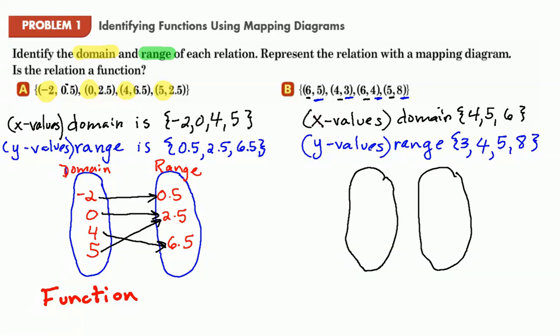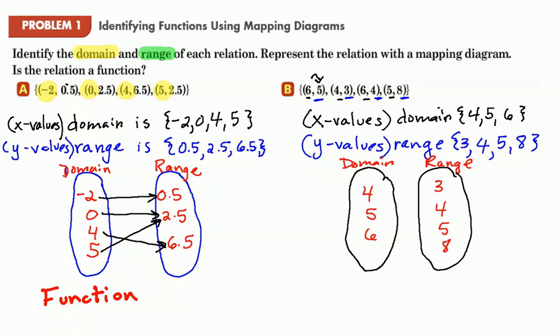And we need to show them as domain and range. And then we're going to write all the numbers that are from our domain here, 4, 5, and 6. And on this side, we're going to put all our range, 3, 4, 5, and 8. And then we connect. We look at our ordered pairs.